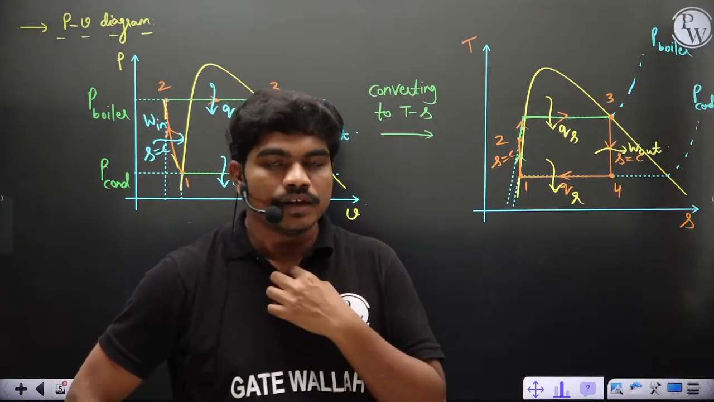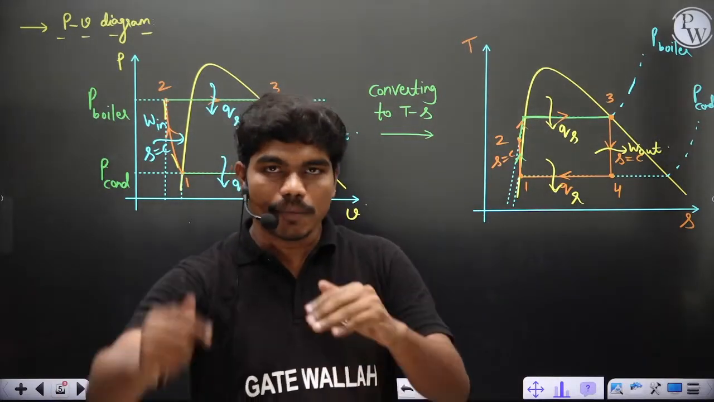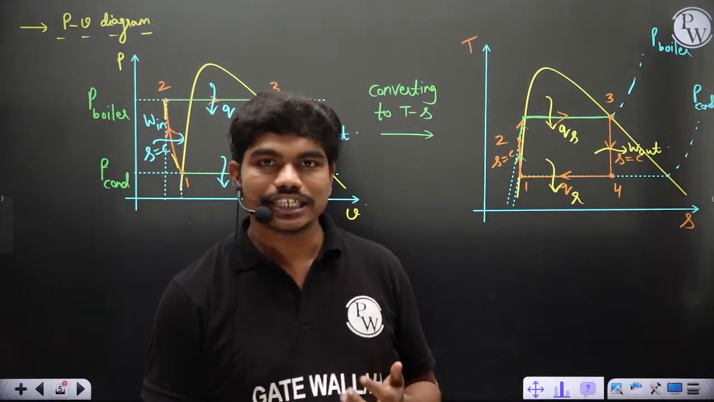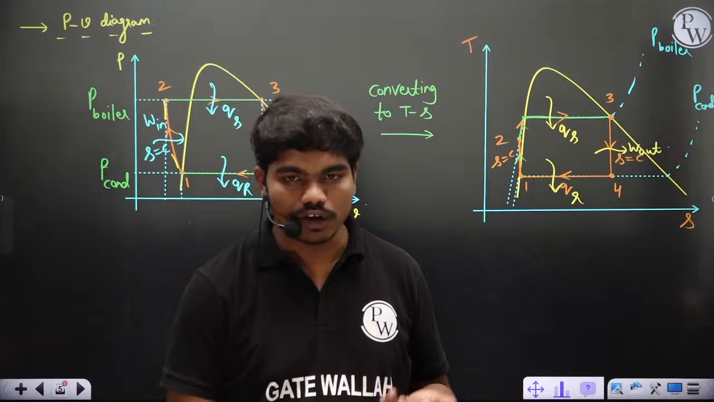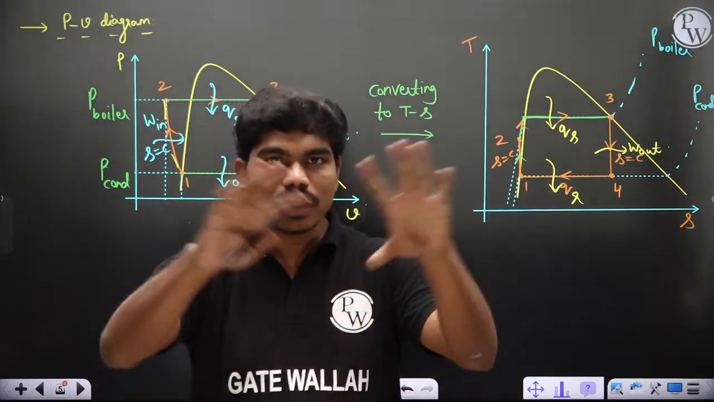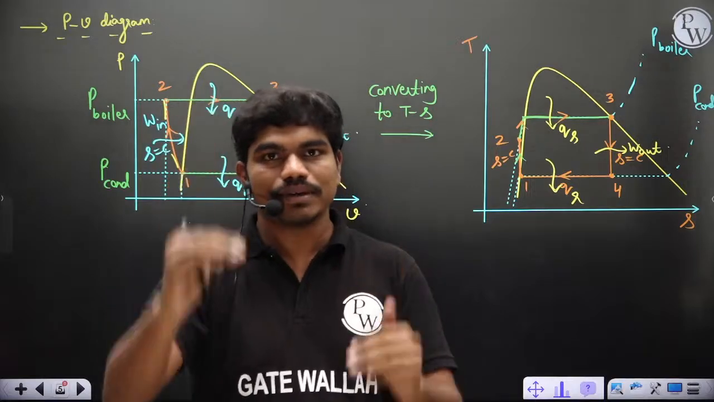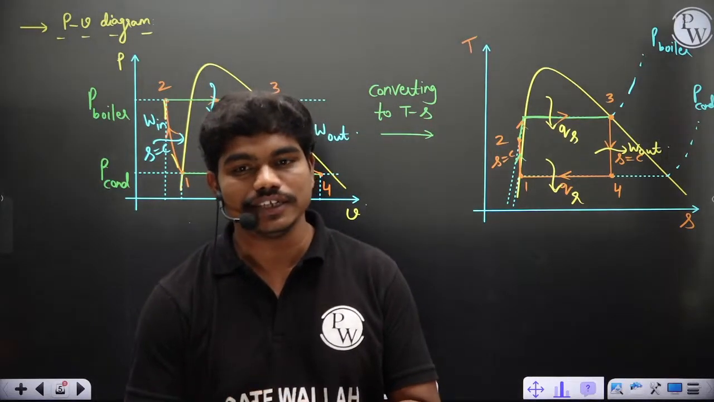First of all, tell me one thing. Out of all reversible cycles operating between the same temperatures, which cycle has the highest efficiency? You might have studied in the second law of thermodynamics, basic thermodynamics. In second law you might have studied: out of all reversible cycles operating between the same temperatures, which cycle has the highest efficiency?